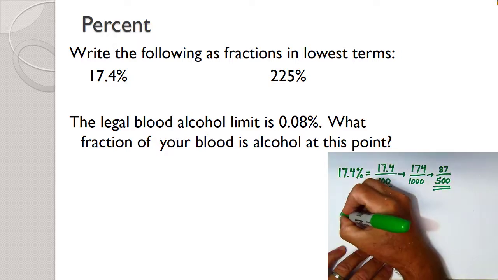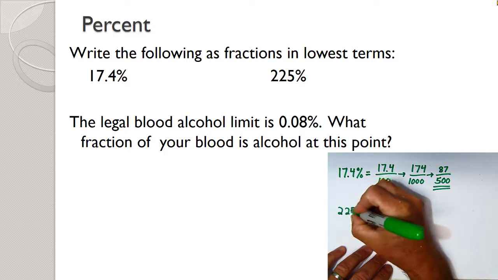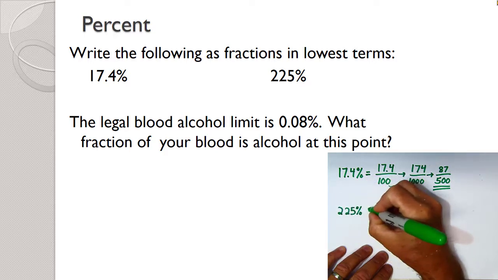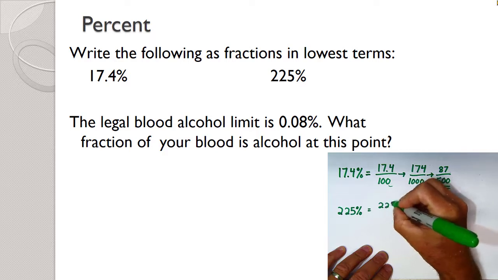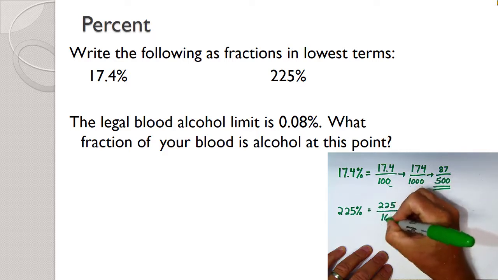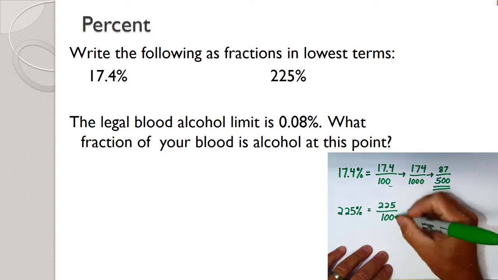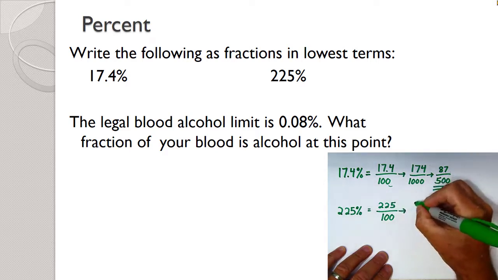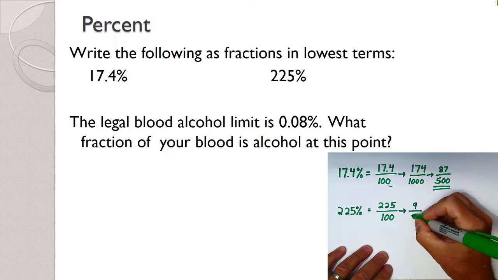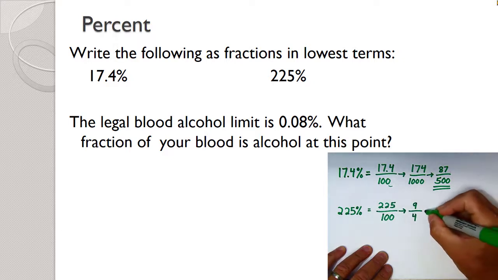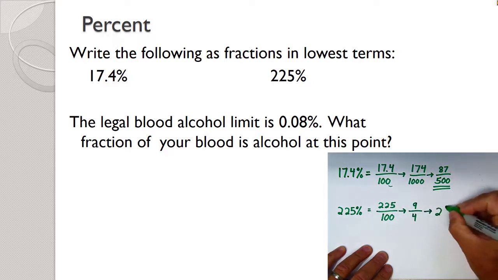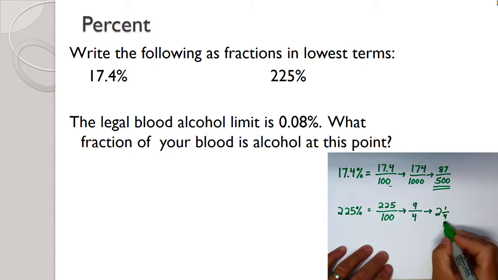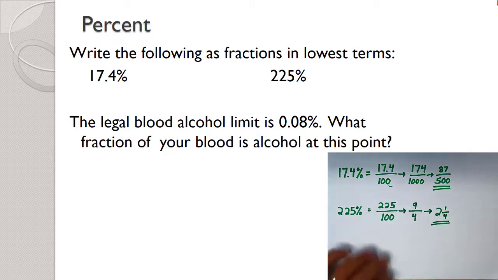Our second one there, 225%. Well, again, 225% means 225 per hundred. But those both divide by 25 to become reduced. Divide the top by 25 and you'll get 9, and the bottom by 25 to get 4. That leaves us with an improper fraction, which we could call 2 1/4. And that's 225% written as a fraction.